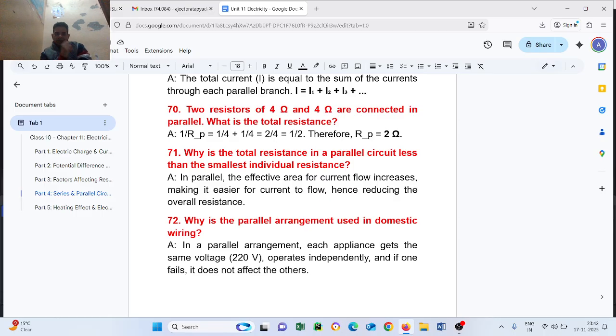Question number 72. Why is the parallel arrangement used in domestic wiring? In a parallel arrangement, each appliance gets the same voltage, 220 volt, and operates independently, and if one fails, it does not affect the others.